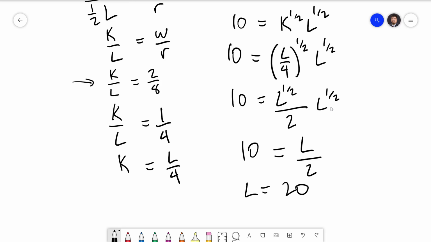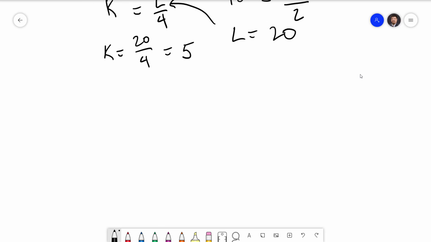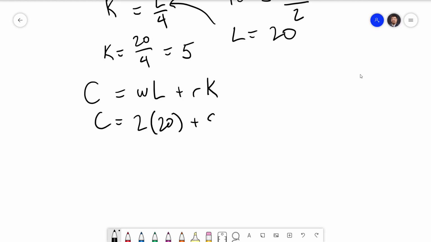To figure out how much capital we need, we'll just plug it in right here to get K equals 20 over 4, which is 5. To find out how much this costs, we'll plug that into our cost equation. C equals WL plus RK. So what we're going to get is W is 2, L is 20, R was 8, and K was 5. This is going to be 40 plus 40 equals 80.